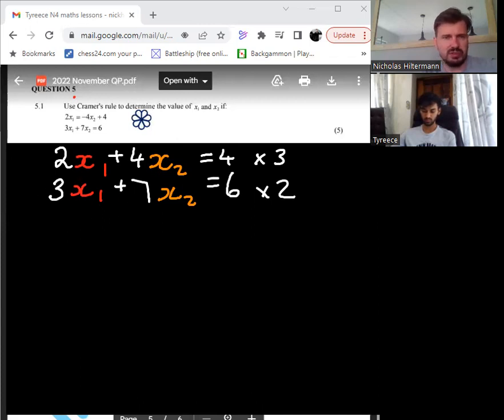Cramer's rule is sort of an introduction to matrices, where you turn these into matrices. So let's have a look. We have to set the equations up nicely, and then we will look at the formula.